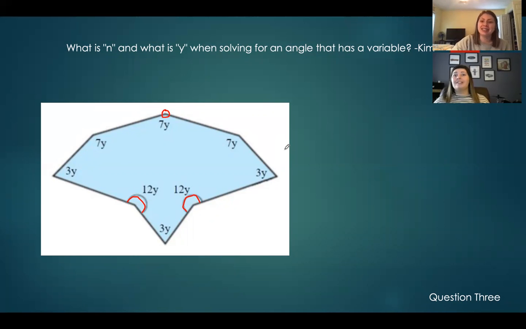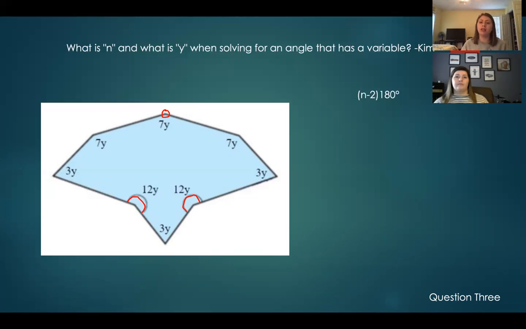So moving on to the actual question here. What is n and what is y? And when solving for an angle that has a variable. Well, we did this on our homework, and I kind of confused myself because I'm trying to solve for this, and I was given an equation and everything. So we were supposed to solve the angles in this shape using this equation, n minus 2 times 180. Well, I didn't know what n was. If I don't even know what n was, my students wouldn't know what n was. So I thought that was a great question to ask.